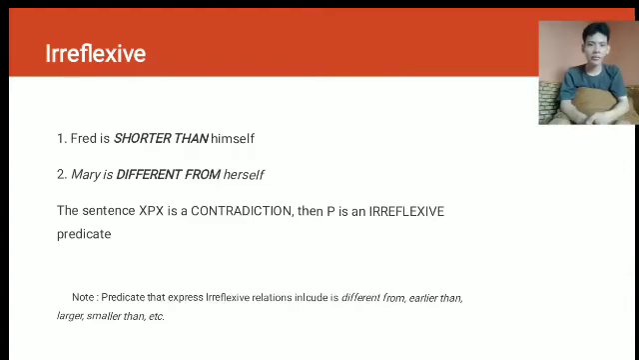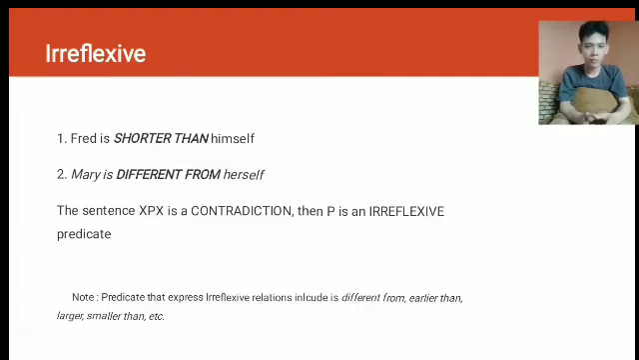Basically, the definition of irreflexive seems like reflexive, but the difference is, first take a look at this example. Fred is shorter than himself. The second is Mary is different from herself. If we see the sentence is a contradiction, it's necessarily false, so we call it a contradiction. And the predicates shorter than and different from are irreflexive predicates.